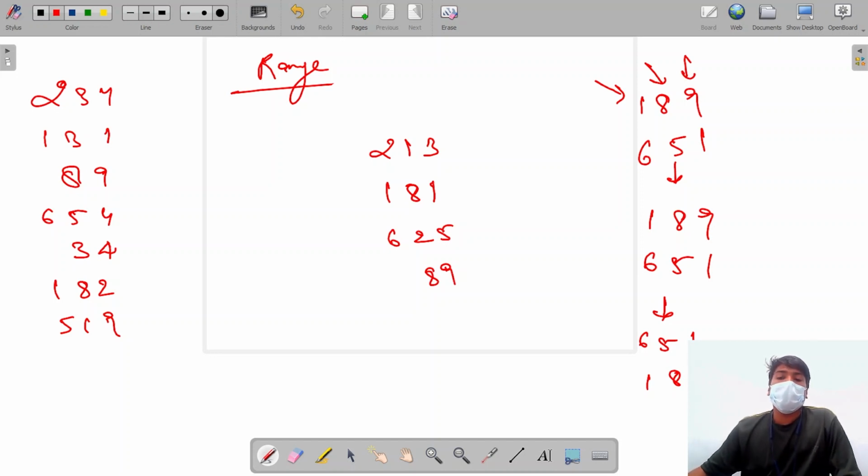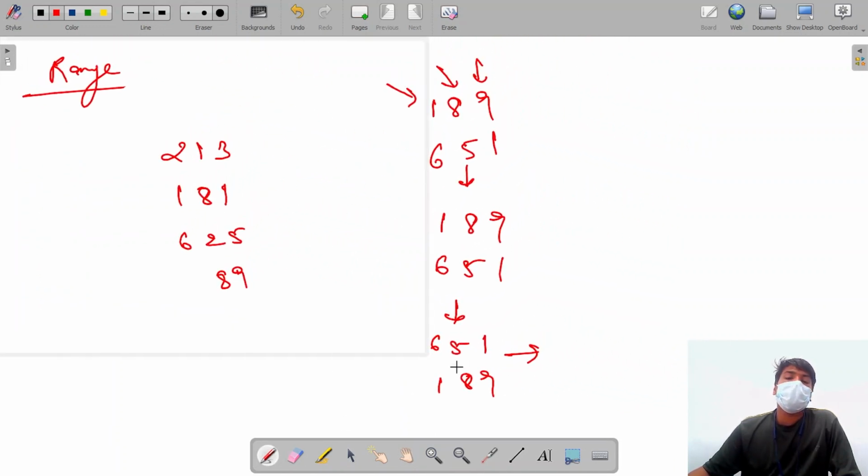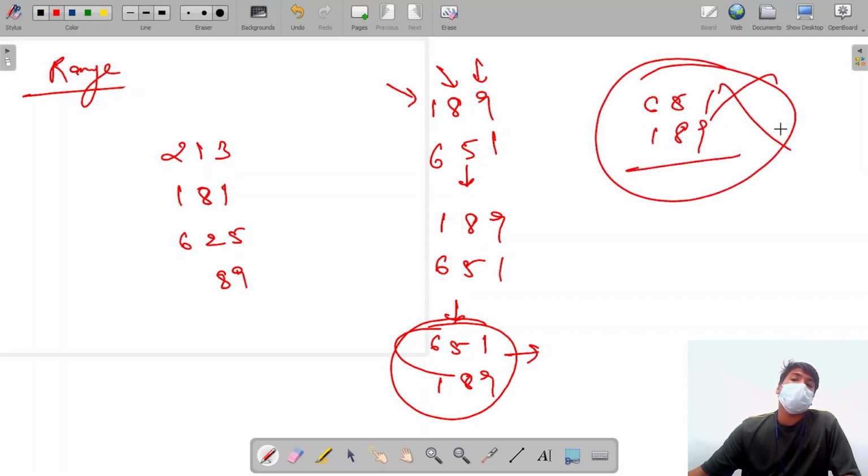Now if I do it on the basis of ones, I'll see 1 and 9 only. Which one is greater? 9 is greater, so 9 will remain in the last and 1 will remain in the first. But is it the sorted order, 651 or 189? No, it is not. It is the wrong order.